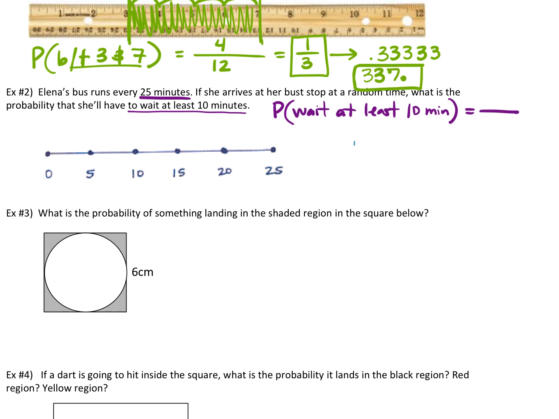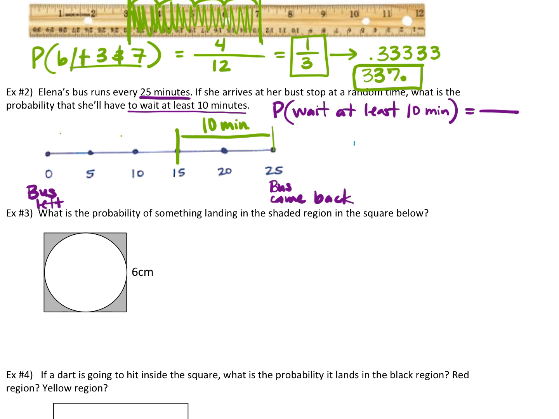Okay. So if the bus runs every 25 minutes, that means there was a bus that left here, and then the bus came back here, 25 minutes later. Can you tell me at what number then, if the bus left at the 0, and there's 25 minutes before the next bus comes, at what little marker here would you be waiting exactly 10 minutes? 15. At the 15, right? If you came here, this would be a 10-minute wait.